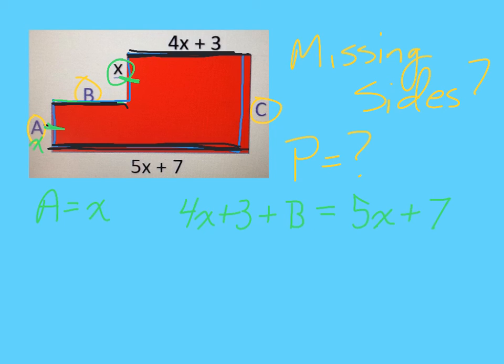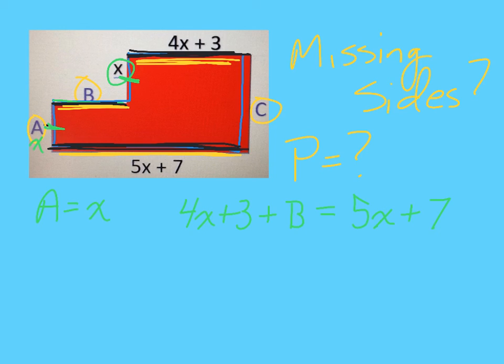Okay, so what have we said there? Let's just point it out. We've said that 4x plus 3 plus b, those two sides added together, will be this side. So that's what we've done here. Now let's solve for b.